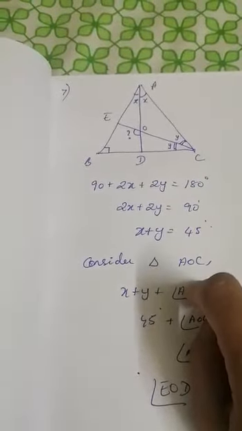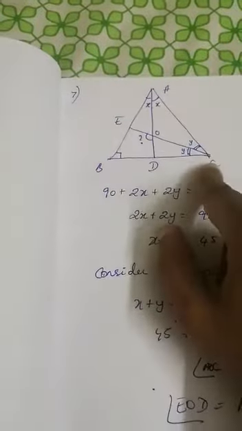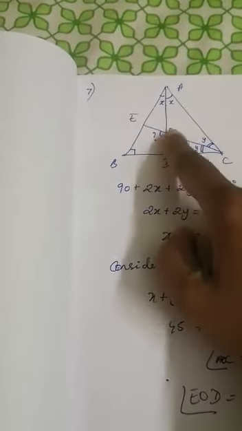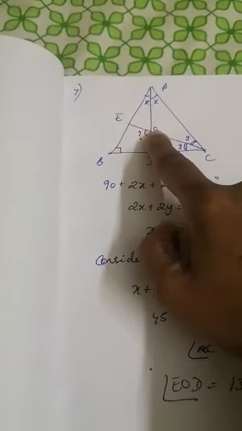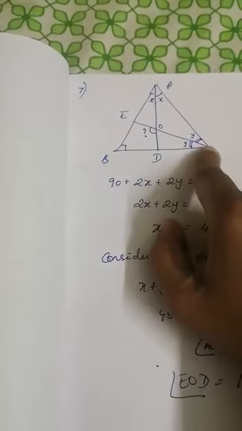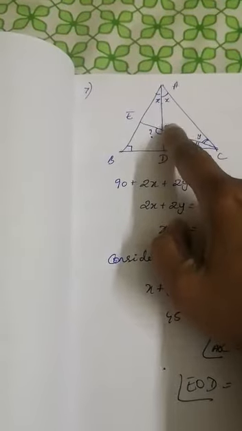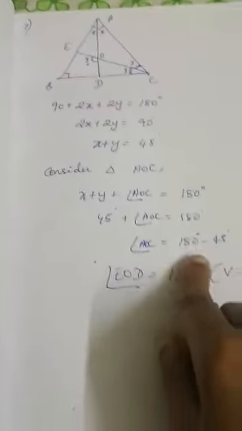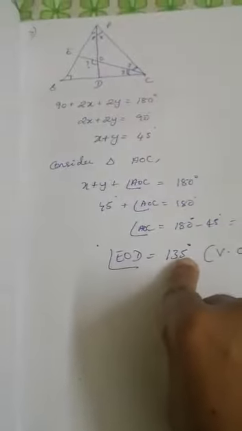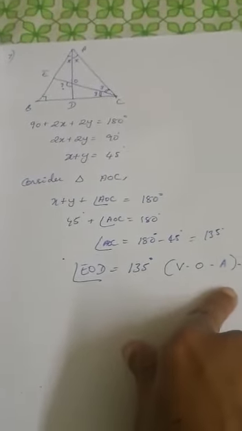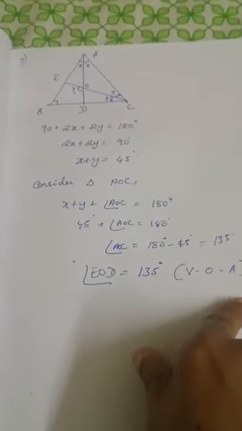Good. Now AOC, consider this AOC. X plus y plus AOC is 180. But we know x plus y is 45 degree. So using angle sum property, this AOC is found to be 135 degree. Therefore EOD is also 135 degree because of vertically opposite angle.